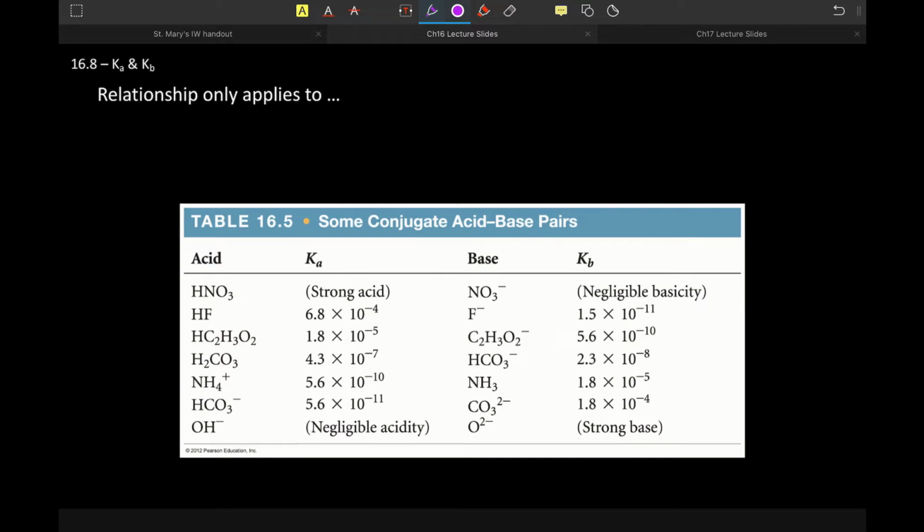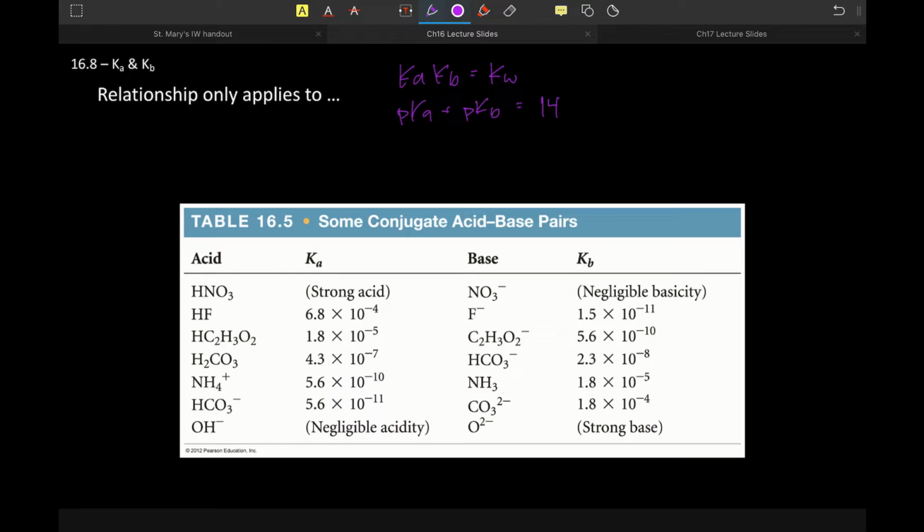Hello AP Chemistry and welcome to 16.8 where we tie together Ka and Kb and put some quantitative backing to the concept of conjugate acid and base pairs. First of all, make sure you know that relationship. I feel like you probably already picked up on that. Ka times Kb equals Kw, which means that pKa plus pKb, based on log properties, equals 14, which is pKw.